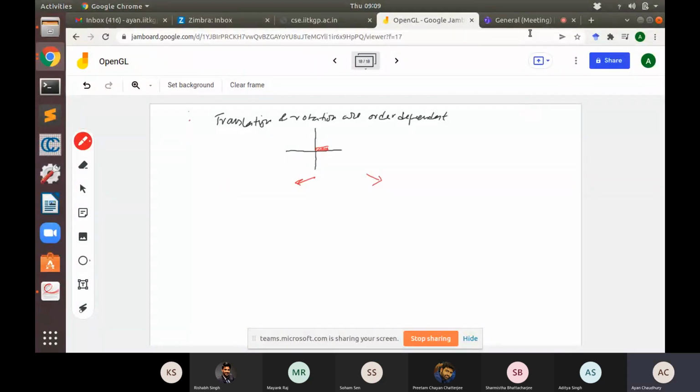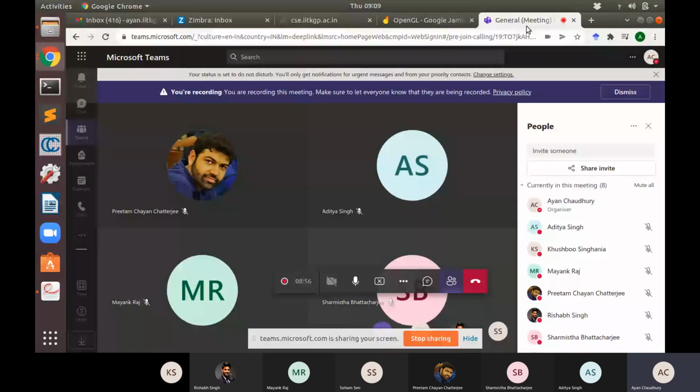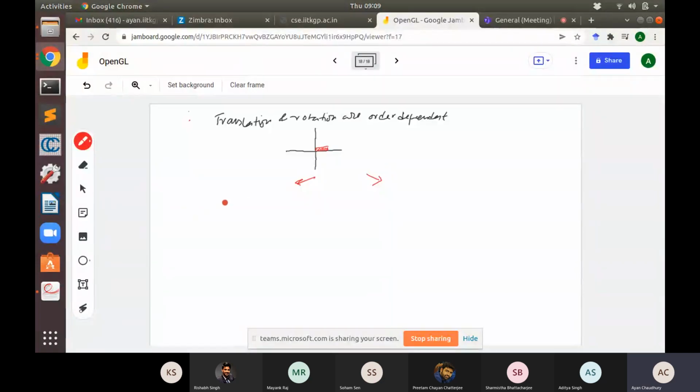Is there a problem here? No, okay. So let's do one thing. First do the translation, then the rotation, and then rotation followed by translation, and then see what happens.